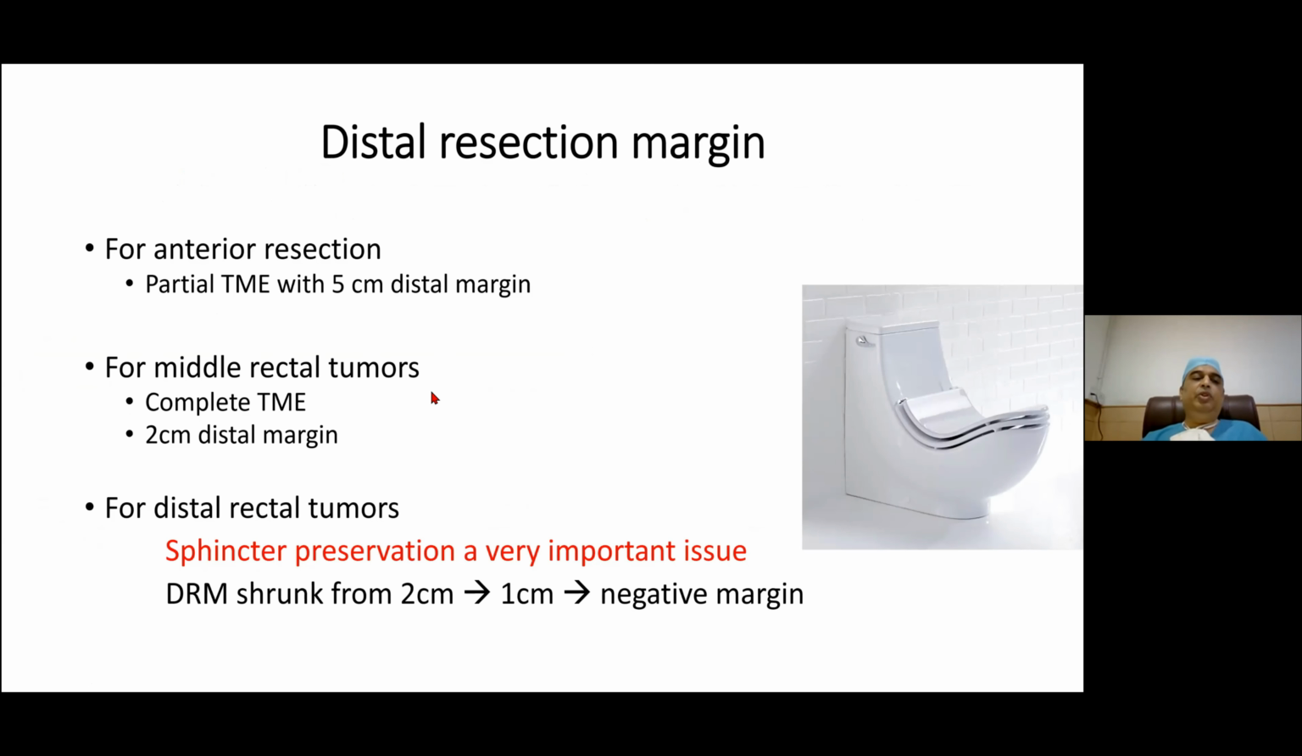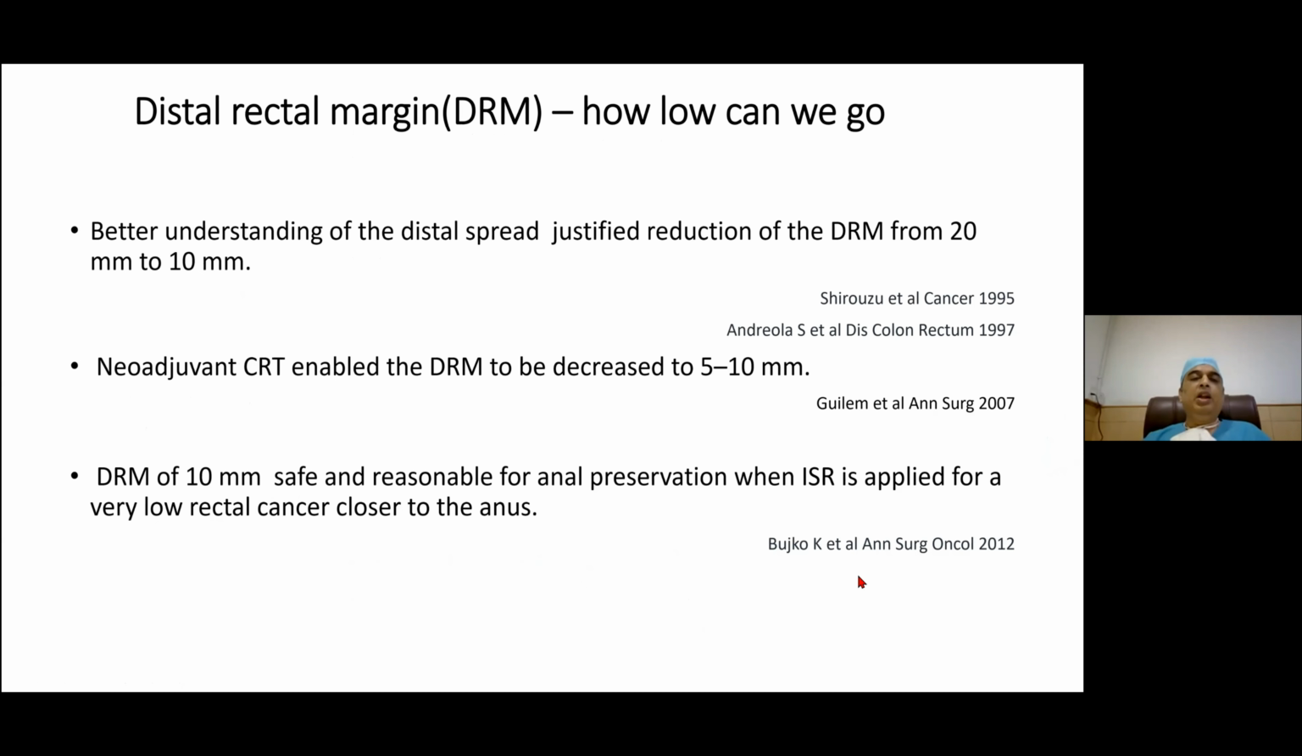For distal resection margin, for anterior resection, a 5 centimeter margin is sufficient. For mid-rectal tumors, you can take a 2 centimeter distal margin. For distal tumors, because you have to preserve the sphincters, even a less than 1 centimeter margin should be okay if you have a negative margin on frozen section. For this, you have to send it for frozen section to confirm that the margin is negative for low rectal tumors. And this has been shown with a lot of studies, in which even with a distal resection margin less than 1 centimeter, you can achieve a good recurrence-free survival. And with neoadjuvant chemoradiation, even a 5 to 10 millimeter margin is okay.